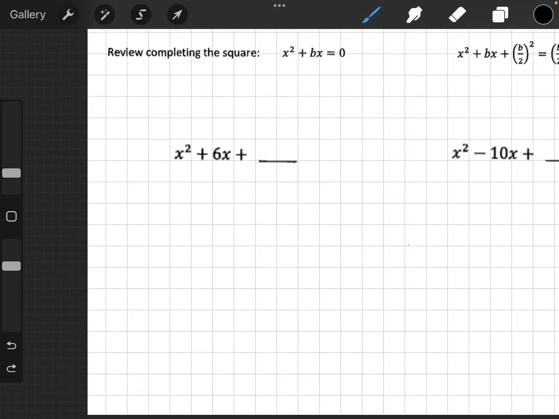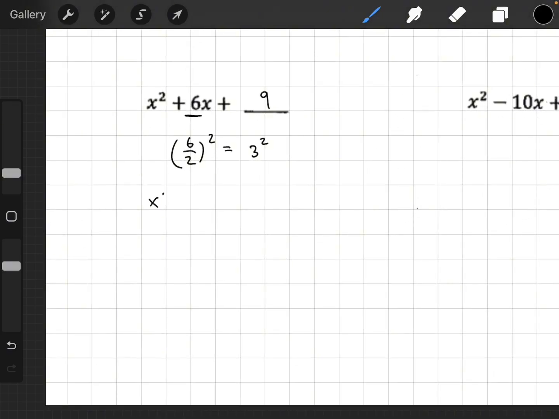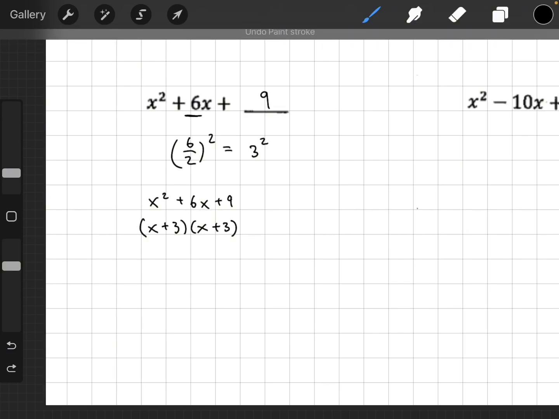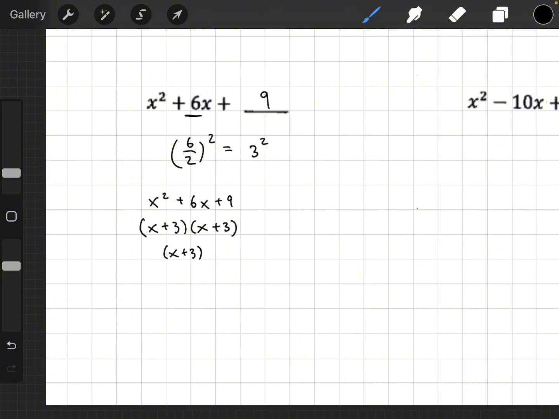So here's a simple example of completing the square. We see that our second term is 6, so we'll take half of 6 and we'll square it. So half of 6 is 3, 3 squared is 9. So once we have x squared plus 6x plus 9, we can rewrite this as a perfect square of x plus 3 multiplied by x plus 3, or x plus 3 squared.